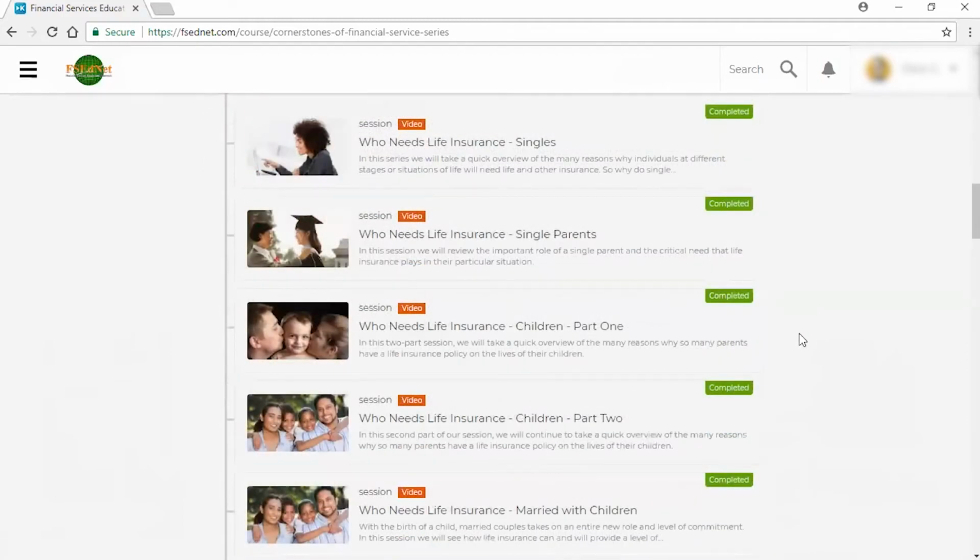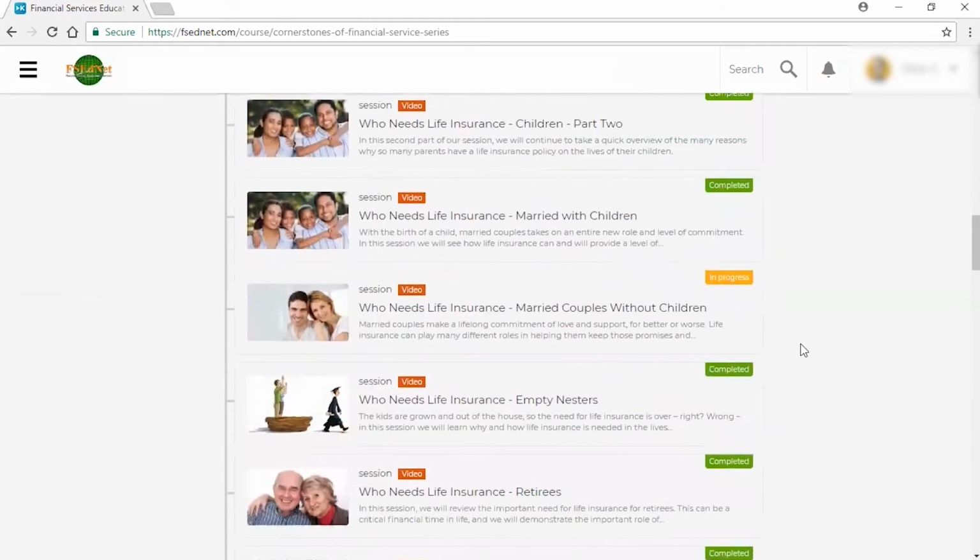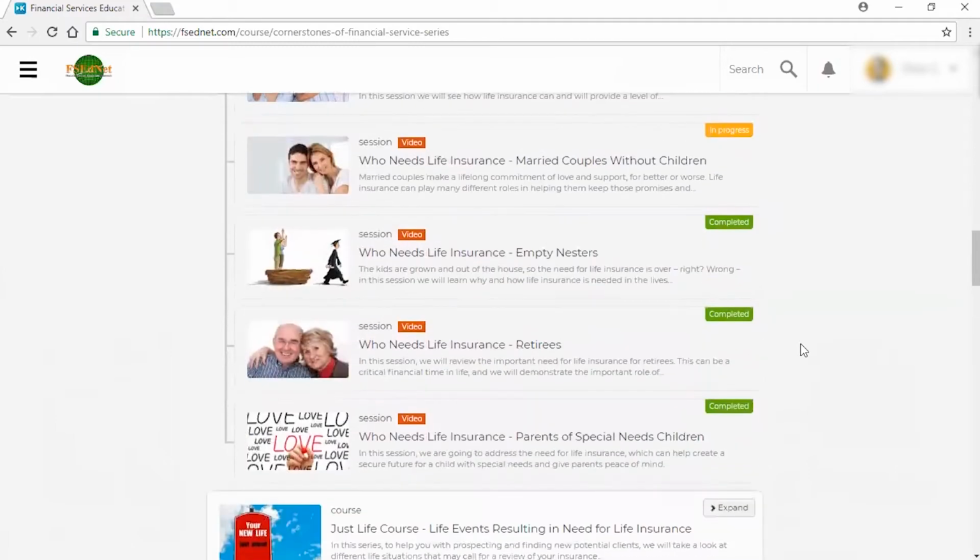We start with why single individuals need to own life insurance. We follow that by why single parents need to own life insurance. And then we look at a number of other situations, including why children should have life insurance, why both married couples with and without children should as well, why empty nesters need it, as well as why retirees need to keep or get coverage. And finally, why parents of special needs children all need to own life insurance.